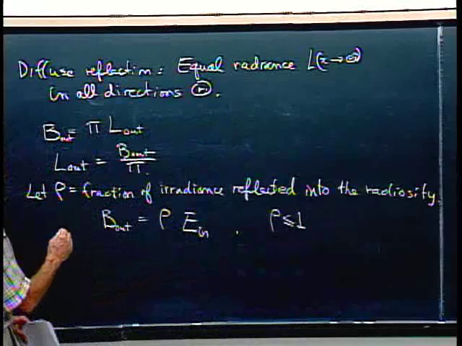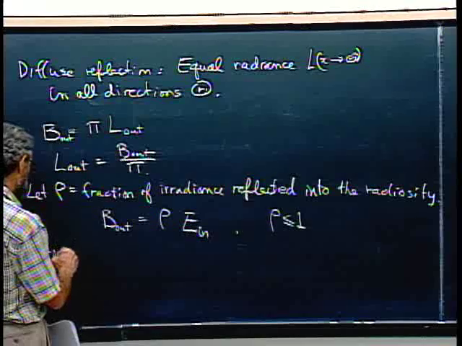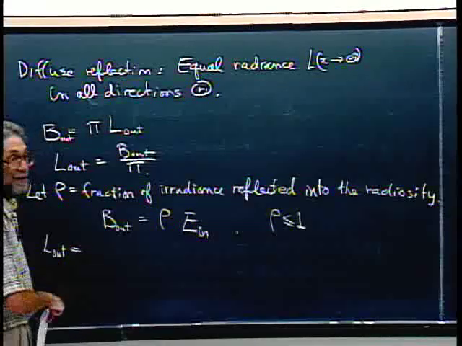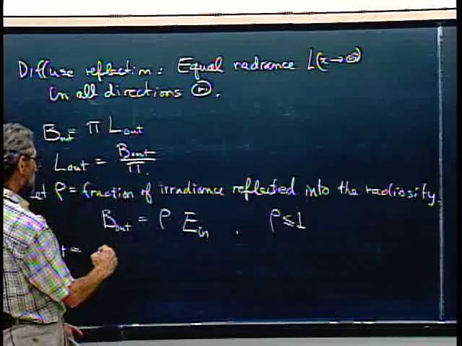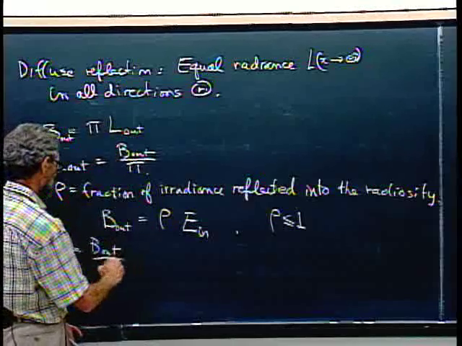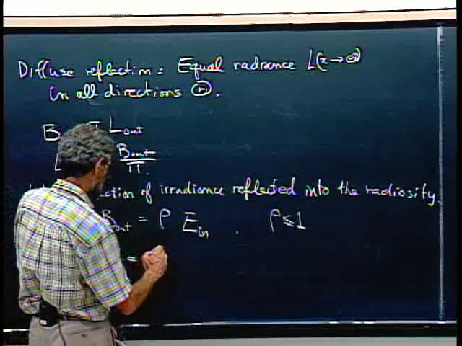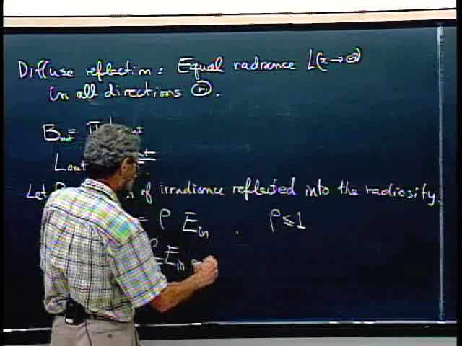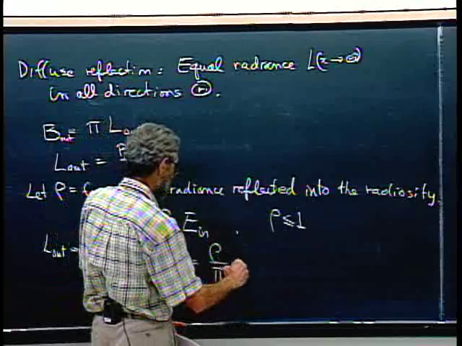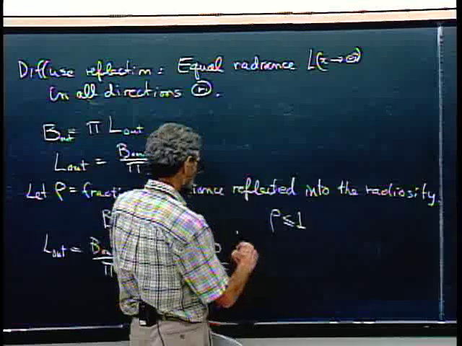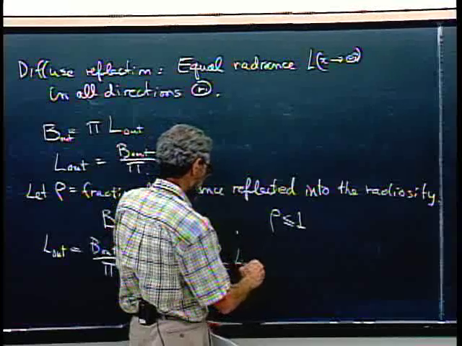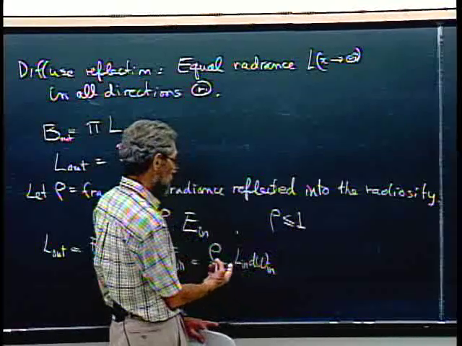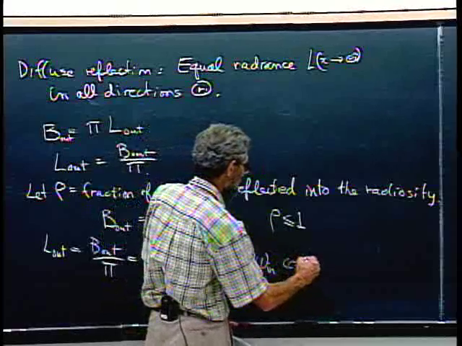Well, then we can get L out. I'm writing subscripts in and out just because I get tired of writing all these arrows here. L out is B out over pi, which is just rho over pi times E in, or we can write it as rho over pi times the flux coming in and the solid angle. Right, so now this is a flux per unit area normal to the beam, and then we can write it times cosine theta.